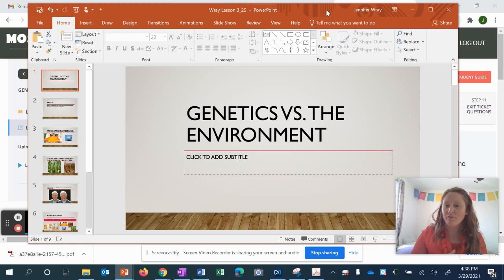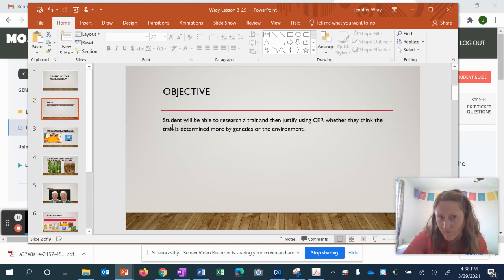We're going to be building off of what we learned on Friday about factors that influence growth and development, things like genetics or the environment. Okay? So just a quick glance at where we're going. Your objective today is that you will be able to research a trait and then justify using CER whether you think that trait is determined more by genetics or the environment. Okay, so that is where we are going.